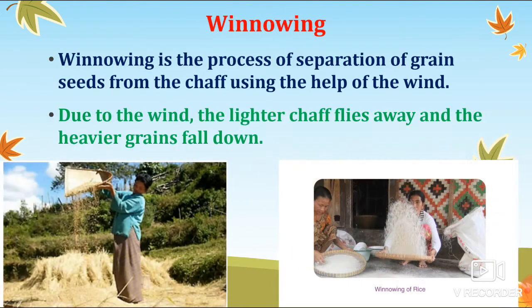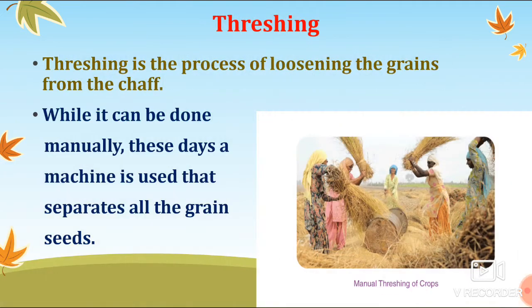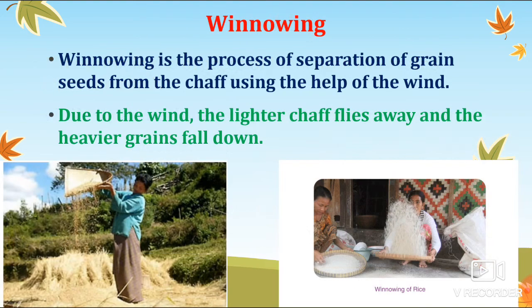So this is threshing. The main thing we need to know is that threshing is the process of loosening the grains from the chaff. From the husk we are going to remove the grains. That particular step is known as threshing.